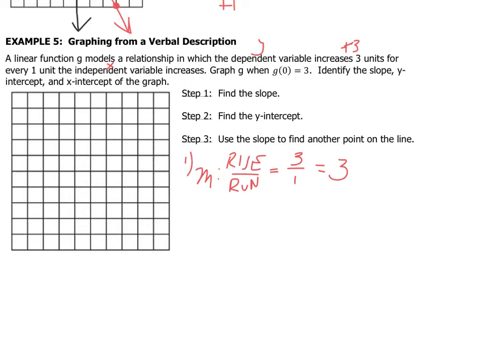Number 2. So when I look at 2, remember our function notation, g of 0, remember it does not mean g times 0. It means when the x is 0, what comes out? Remember, that's a notation for this ordered pair. And what does 0 comma something give me? That is telling me my y-intercept.